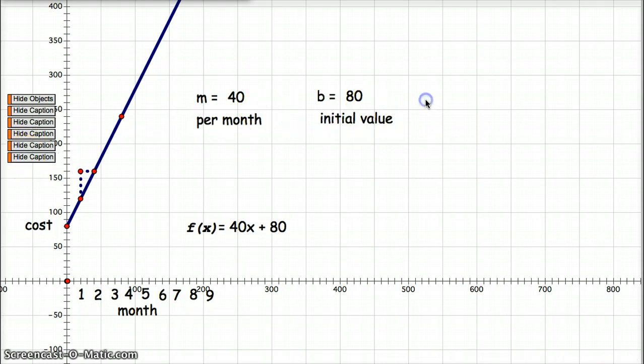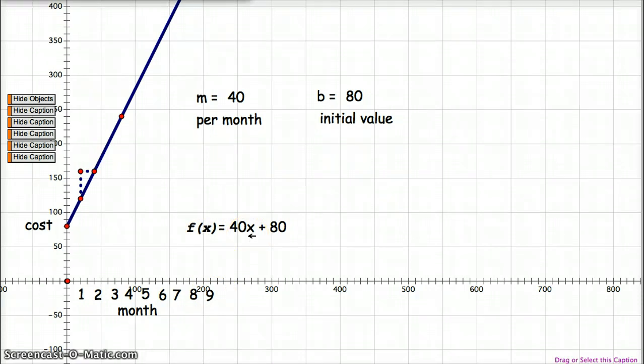And then, of course, our initial value, our y-intercept, is $80. That means we started at $80, and then each month we go up $40. But if I want to find out anything, I can plug it into the x values here, and if I want to find out what it would cost at 9 months, I can plug that in and solve the equation, or simplify, really.